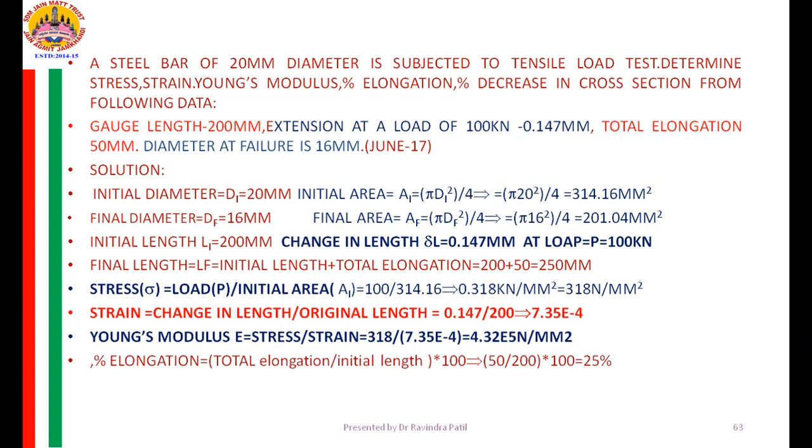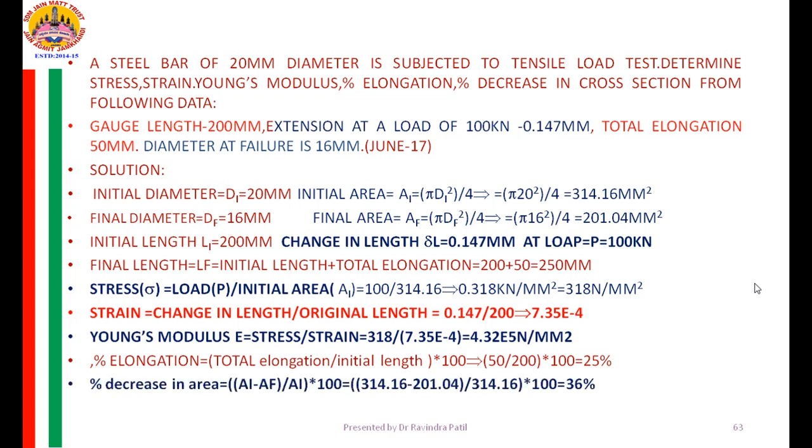Now percentage elongation I want. For that I need to use the total elongation of the member, that is final length minus initial length. He has directly given the total elongation as 50 mm. Initial length is 200 mm. Therefore it is 50 by 200 multiplied by 100, which is nothing but 25%. Now percentage decrease in area. Area is reduced: initial area minus final area divided by initial area multiplied by 100. That is nothing but 36%.